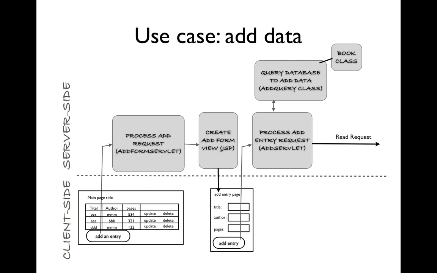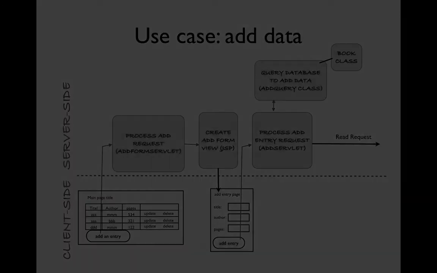User will type in the data into the appropriate text boxes and then click the Add Entry button. A second request will be sent that will go to the Add servlet, which will process the Add Entry request. It'll make use of a helper class. We'll call that add query that will actually do all the work of querying the database, and that will also use the book class. Once the controller and the helper class are finished with their tasks, instead of going back to the client right away, we're going to add a read request. So we're not going to have a JSP that creates a final view here. Instead, we'll submit the read request, which will then go to the MVC design pattern that creates the main page with the database table.